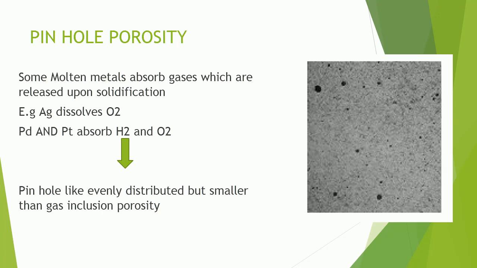Now it is seen that some molten metals absorb gases which are released upon solidification. For example, silver tends to dissolve oxygen, and palladium and platinum absorb both hydrogen and oxygen. So this leads to pinhole porosities. You can see from the picture that these are tiny, minute, pin-like craters within the casting, and they're evenly distributed but smaller than the gas inclusion porosities.